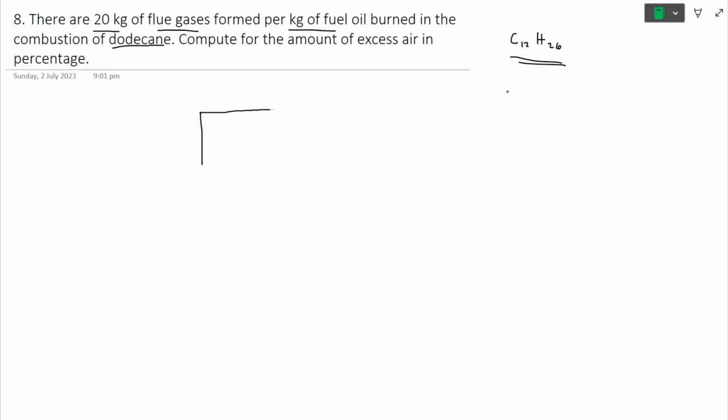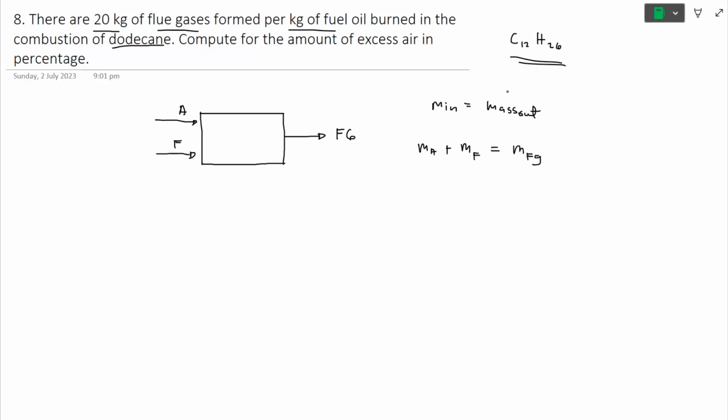Okay? If you have a combustion chamber here, yan. Sa combustion chamber mo, magdadagdag ka ng air, magdadagdag ka ng fuel. Siyempre, lalabas yan as flue gas. Okay? By mass balancing, yung mass in is equal to mass out. So, kung ano yung dinagdag mo dyan na air and then fuel, ang lalabas dyan will be yung total ng flue gas. Okay?